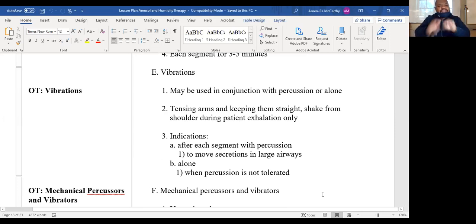So after I do my percussion, I will put my hands on the patient and lock my arms. Then I tell them to take a deep breath in, and when they exhale, I shake from the shoulders, right? You don't shake with just your hands, but you use your whole body, like a jackhammer. That's called vibration. It also helps move secretions out of that segment, because you can't understand. I've sent those pictures of some of the secretions coming out of people's trachs. That's 5 times worse inside.